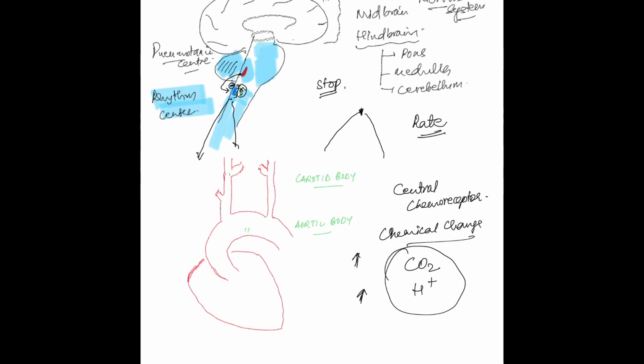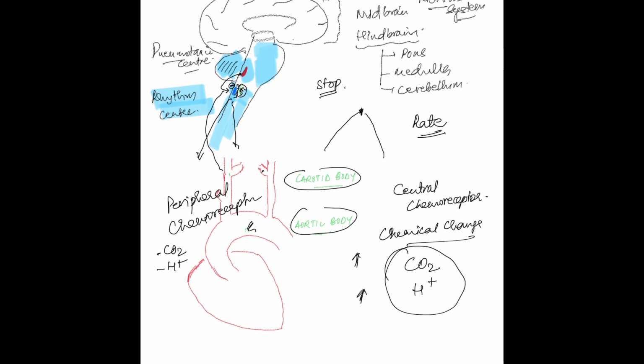Peripheral chemoreceptors are present in the carotid body, which is present in the carotids, and the aortic body, which is present in the arch of aorta. They also sense changes in carbon dioxide and hydrogen ion concentration and send signals to the rhythm center for it to take necessary action. As we have seen, oxygen does not play an important role in regulation of respiratory rhythm.